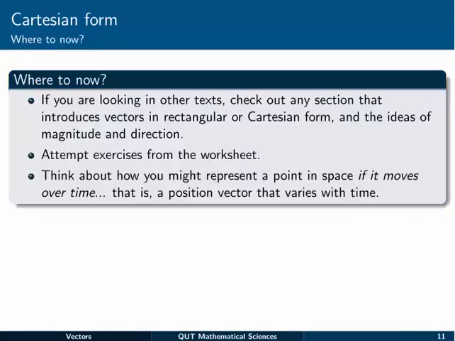So where to now? As usual, if you're looking in other texts, check out any section that introduces vectors in rectangular or Cartesian form, and also the ideas of magnitude and direction associated with that form. Attempt the exercises from the worksheets, and then have a bit of a think about this. How might you represent a point in space if that point moved over time? That is a position vector that varies with time.